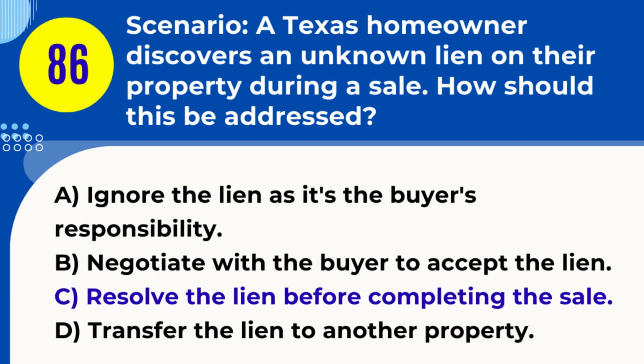Answer. C. Resolve the lien before completing the sale. Explanation. In Texas, if a homeowner discovers an unknown lien during a property sale, it's essential to resolve the lien, either by paying it off or disputing its validity, before completing the sale to provide a clear title to the buyer.